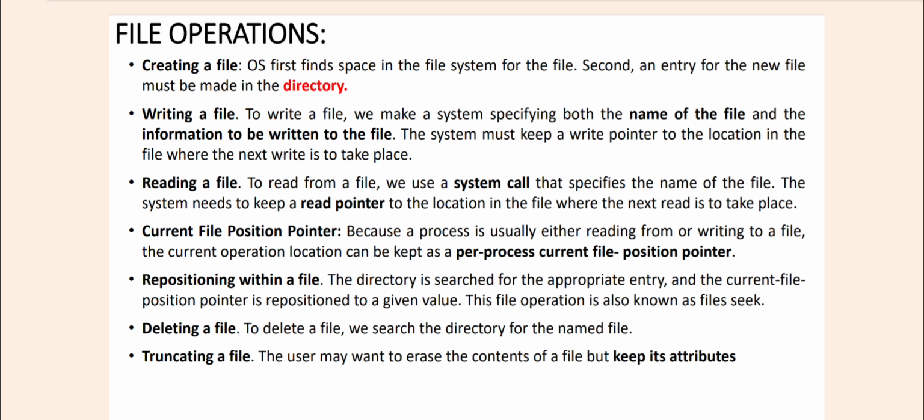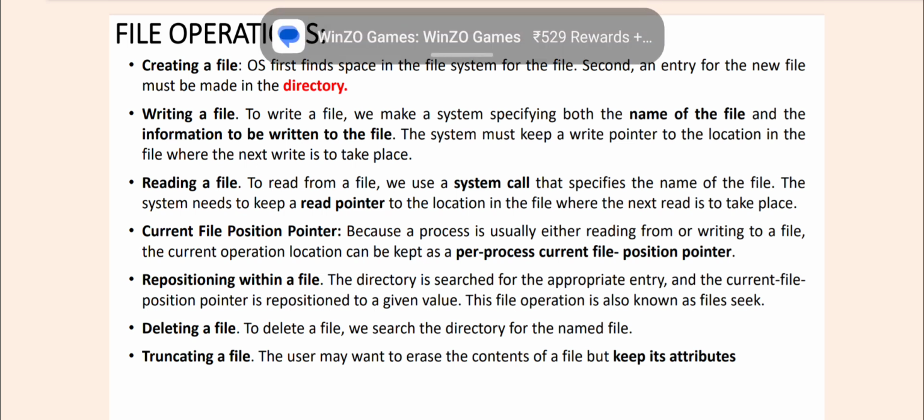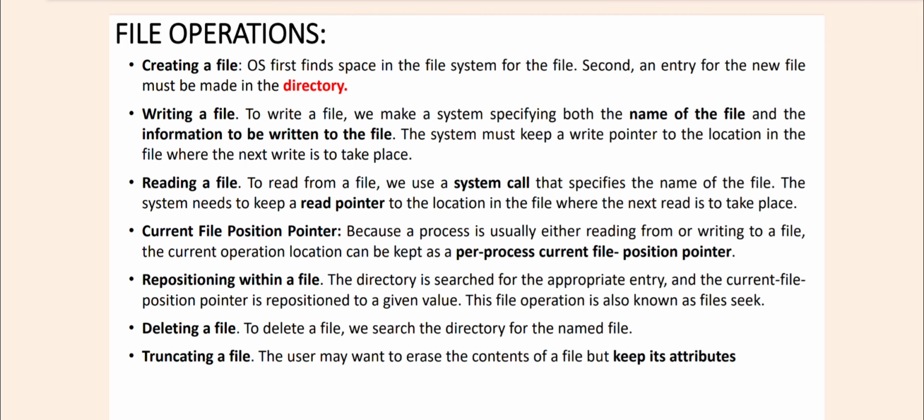We already discussed system calls, right? How to create a file? What system calls may be used? Open, create file, etc. The next one is writing a file. To write a file, we make a system call specifying both the name of the file and the information to be written to the file. Next one is reading a file.